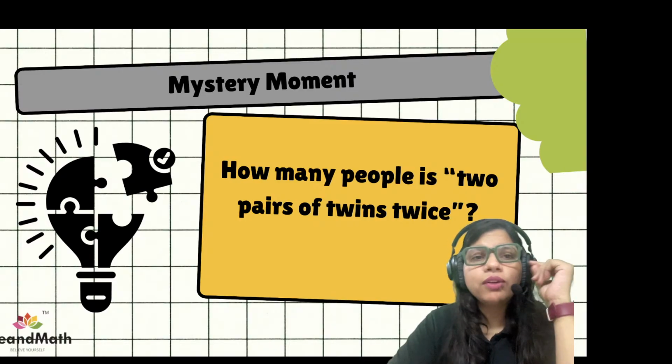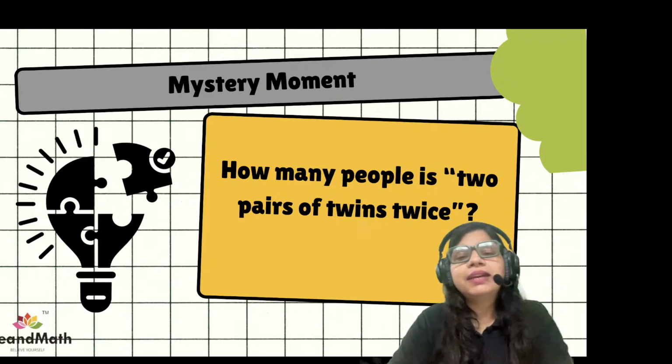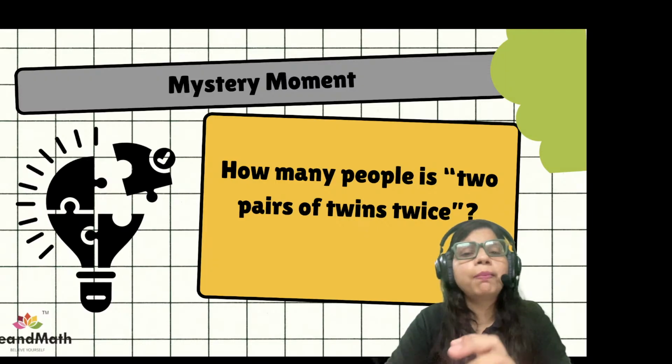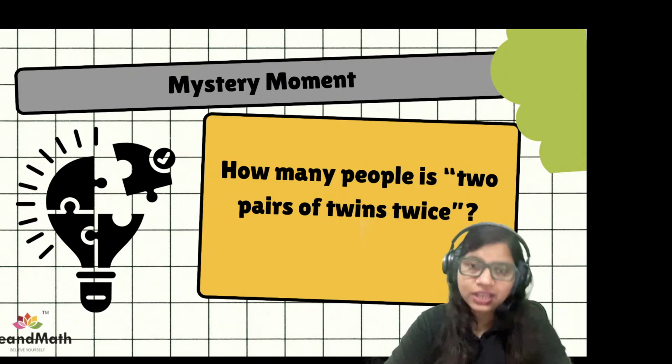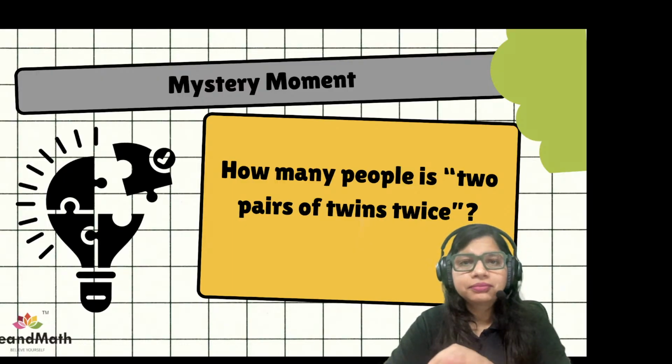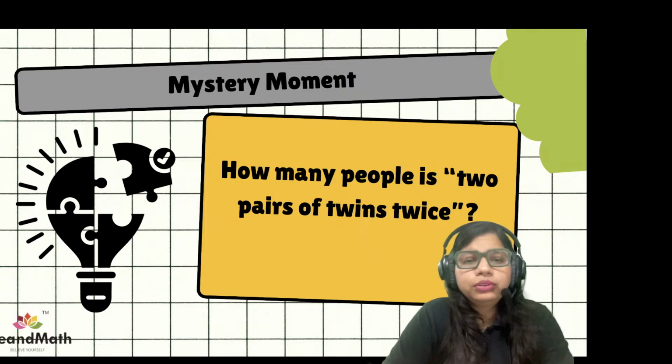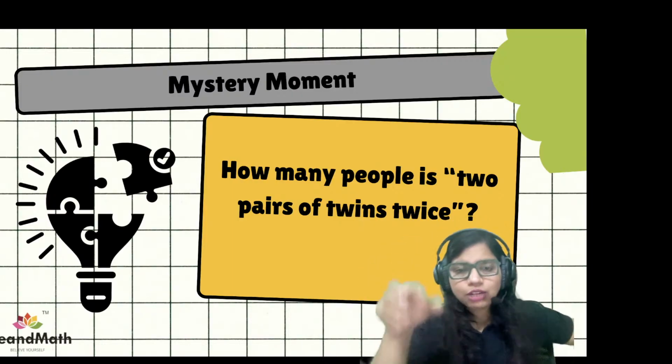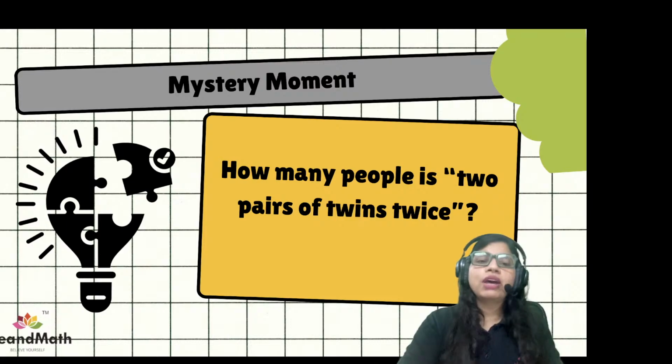Okay, just think about this question and tell me how many people are there when it's two pairs of twins twice. Think. How many people? You have to count people. How many people? You have twins.